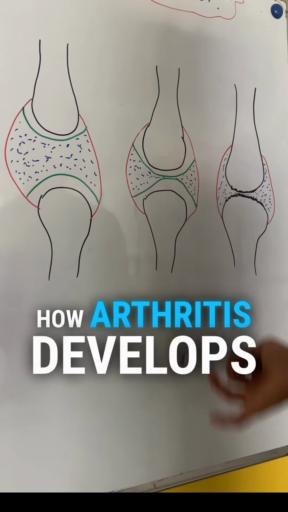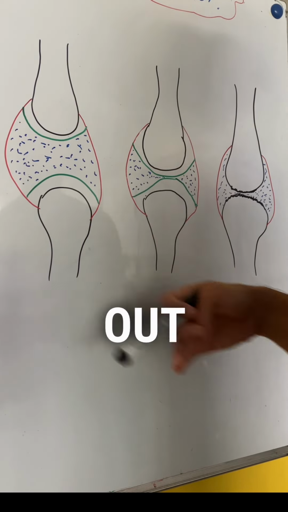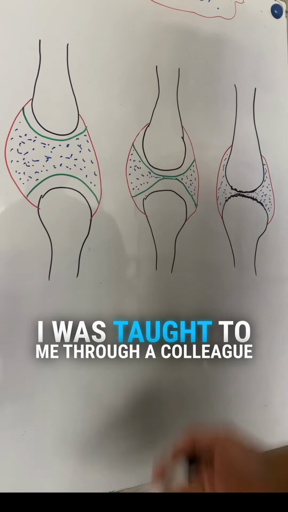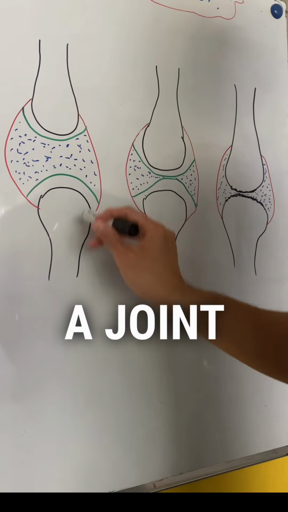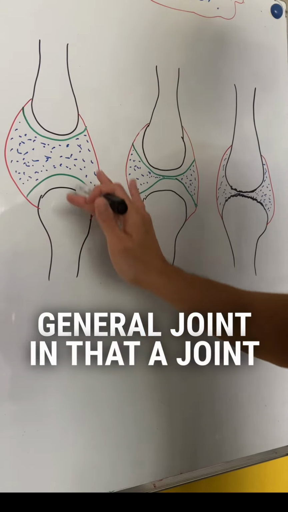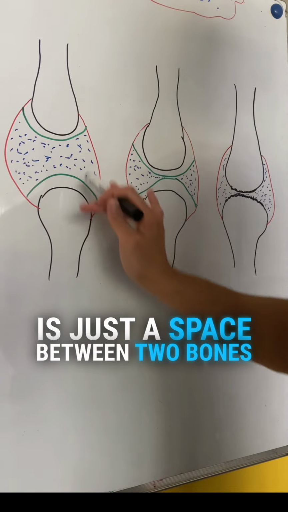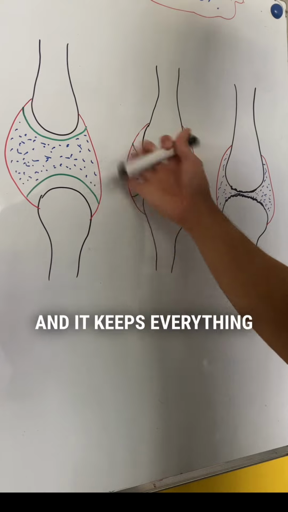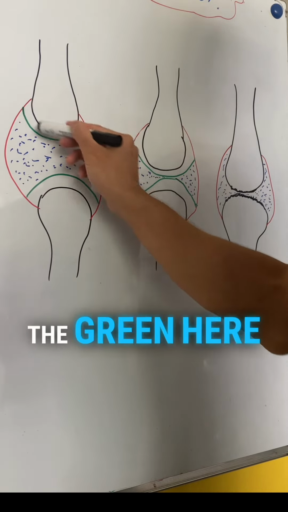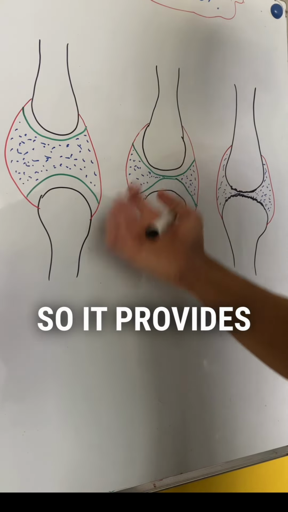How arthritis develops, and so I thought I would draw this out in the way that I was taught to me through a colleague. The black here represents bone. A joint, this is just a general joint, in that a joint is just a space between two bones. The red here is the fibrous connective tissue. It's your joint capsule, and it keeps everything on the inside. The green here represents cartilage, so it provides cushioning.